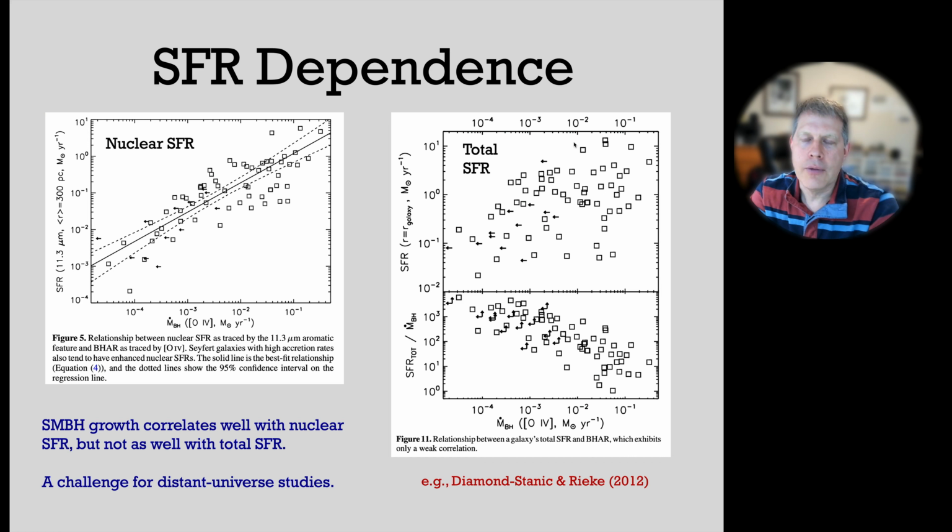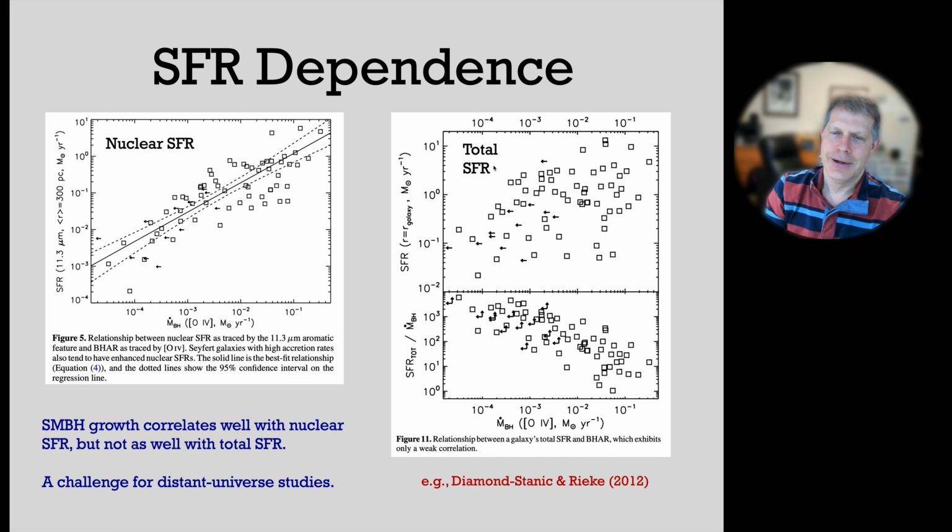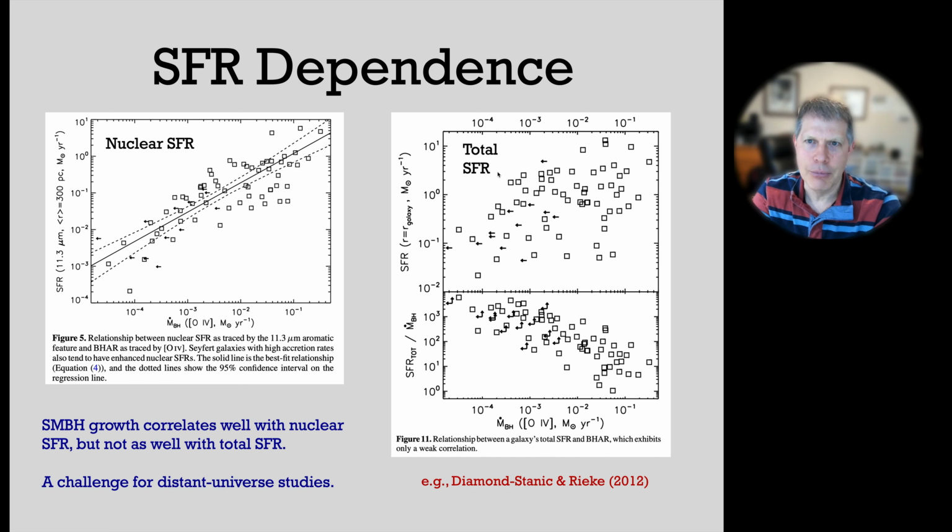However, when you look at the galaxy's total star formation rate, that same correlation is still present, but there's much, much more scatter to it, as you might physically expect, because here you're looking at parts of a galaxy that are far separated from the supermassive black hole region, where here you're studying the more immediate vicinity of the supermassive black hole.